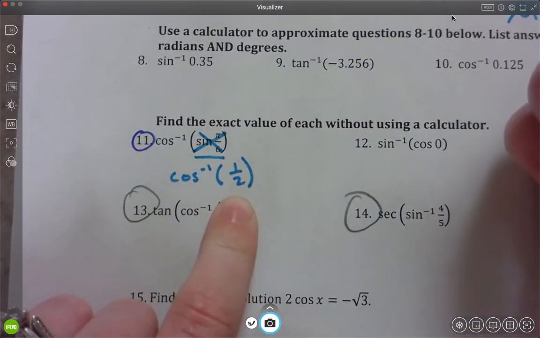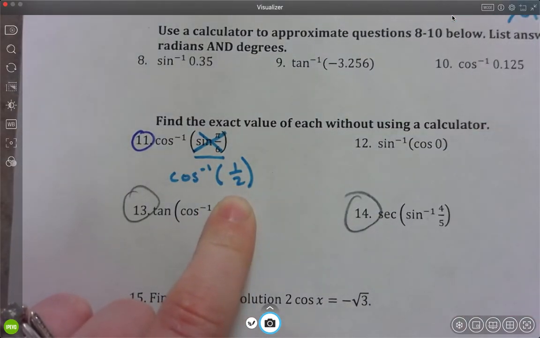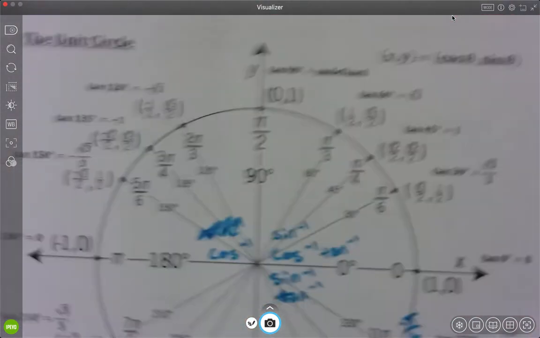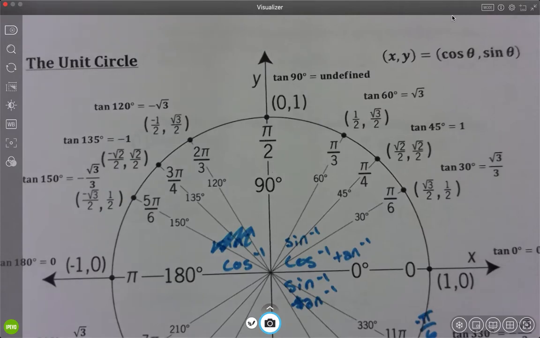Now, similar to what was up above, I want to find inverse cosine of 1/2, okay? So on the unit circle, where is the cosine value 1/2? Well, cosine is the x-coordinate.